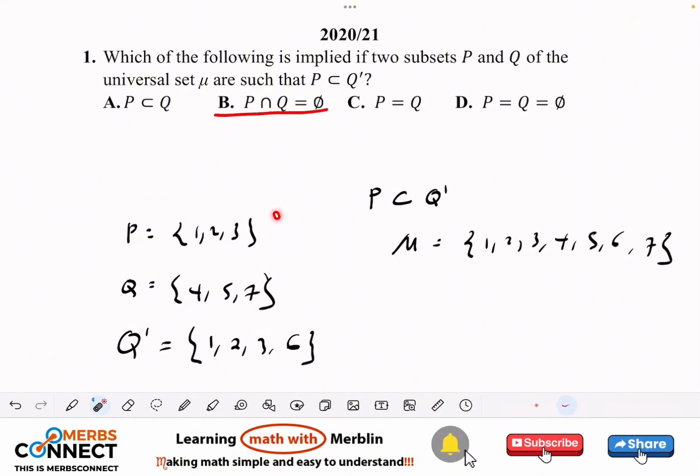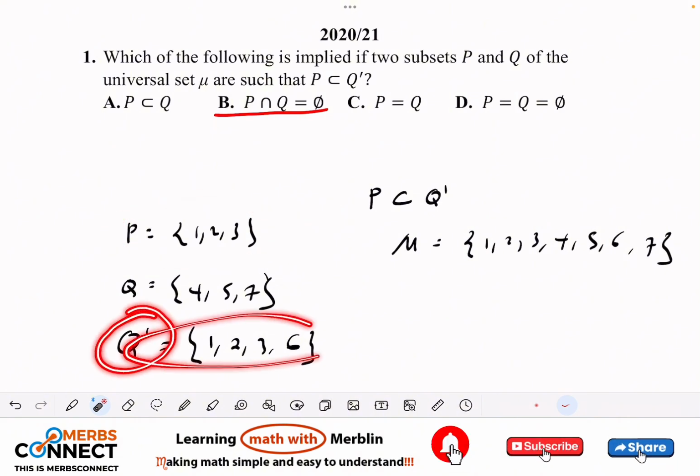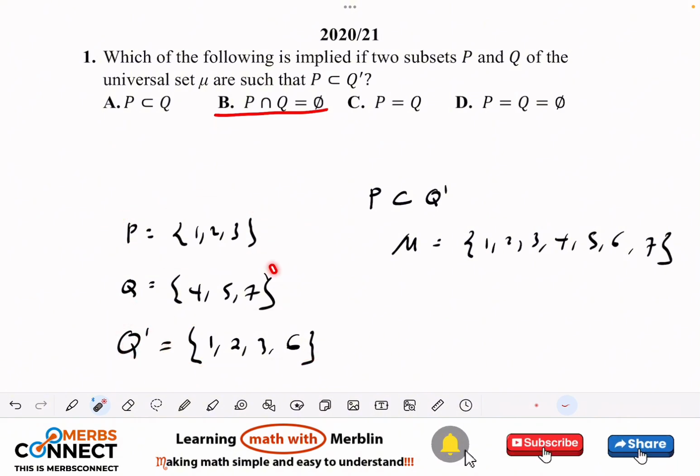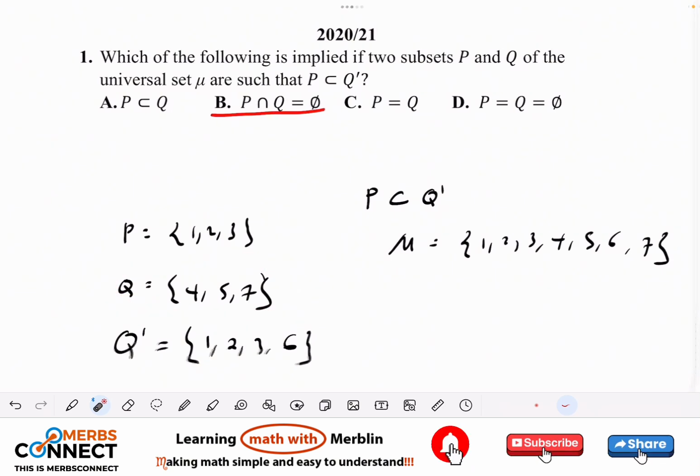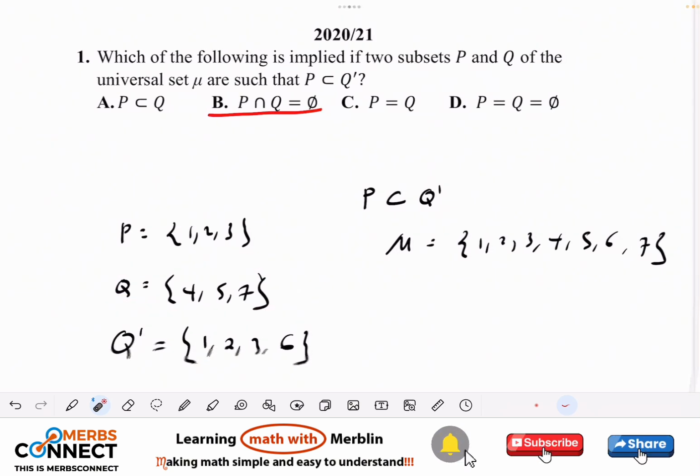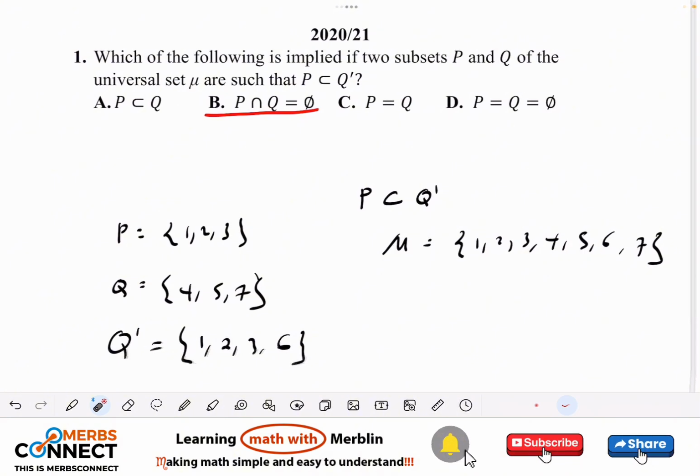So here, pick your P first, and then pick your inverse set, and then make sure that all the elements in P are in Q prime. So when you are able to get the Q prime first, now you can get your Q, and then go through the analysis. Right. So that is the result that we are going to get for A.